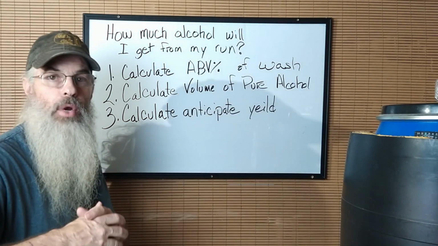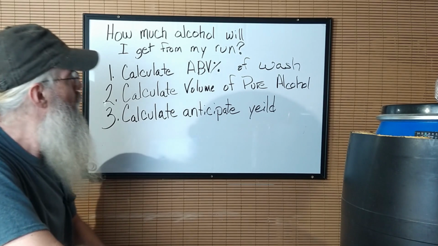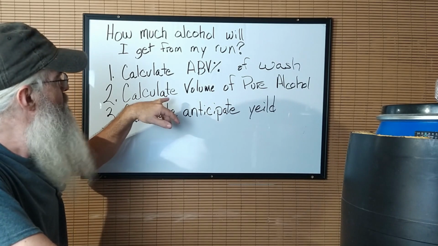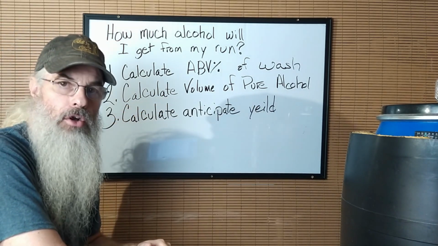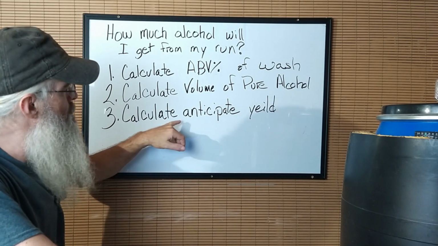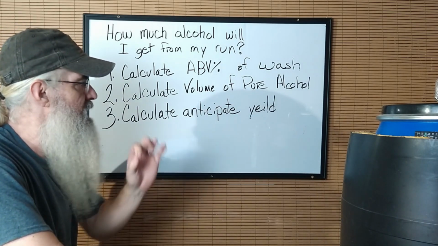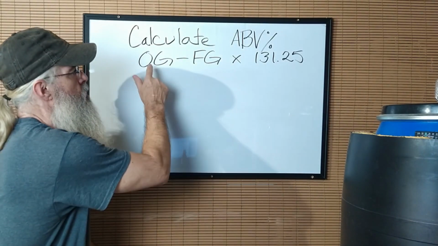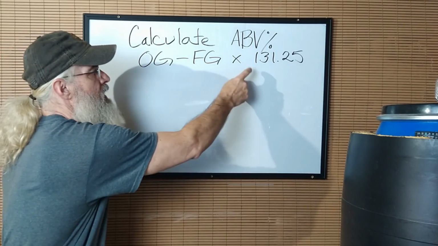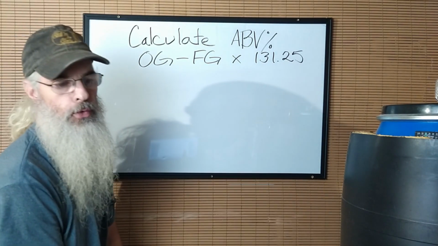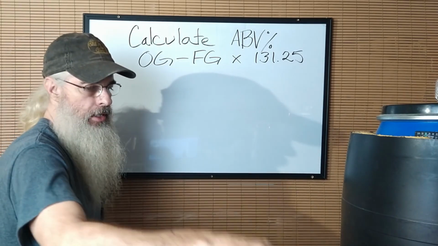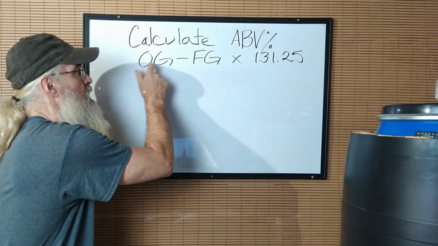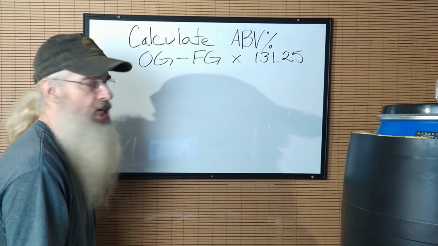Now, to get the answer to this question, we're going to have to do a couple of calculations. The first thing we're going to have to do is calculate the ABV of the wash. We're going to have to calculate the volume of pure alcohol that's in the wash, and then we will be able to calculate the anticipated yield. So the formula to calculate your ABV is the original gravity minus the final gravity times 131.25. And it's pretty simple, but when you're starting the fermentation process is when you take your original gravity reading before you pitch your yeast.